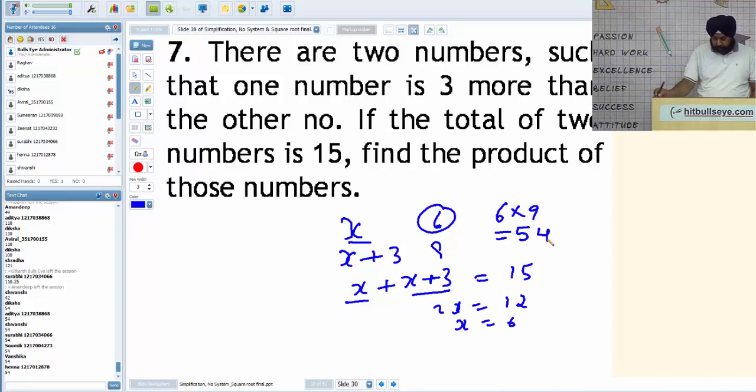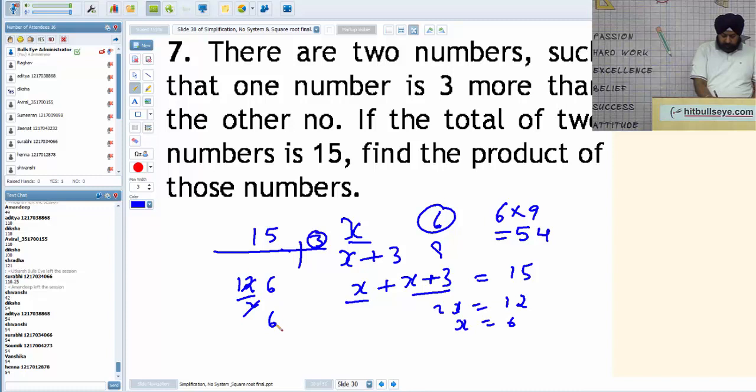I hope you understand. So you can think alternatively: the sum of two numbers is 15. Logically, one number is 3 more than the other. If we subtract 3 from the total, we get two equal numbers. So 12 by 2 is 6. So if one is 3 more than the other, 6 plus 3 is 9. So this is the logical way. Subtract 3, make them equal, and for the one that is 3 more, add 3 to it. Otherwise, x and x plus 3 are there.